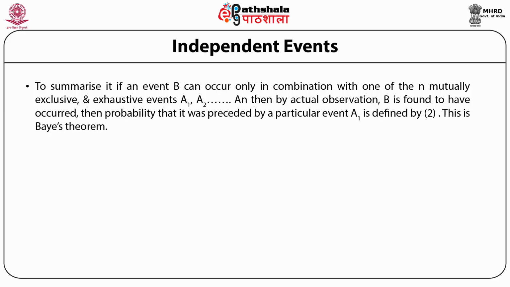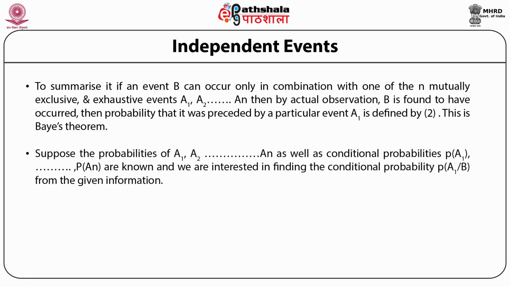This is Bayes' theorem. Suppose the probabilities of A1, A2, ..., An, as well as the conditional probabilities of B given A1, ..., An, are known. We are interested in finding the conditional probability of A_i given B from the given information. This is possible with Bayes' theorem as follows. Probability of A_i given B is written as probability of A_i intersection B divided by probability of B, and after substitution this gives the result.